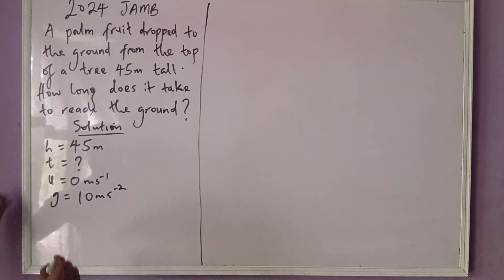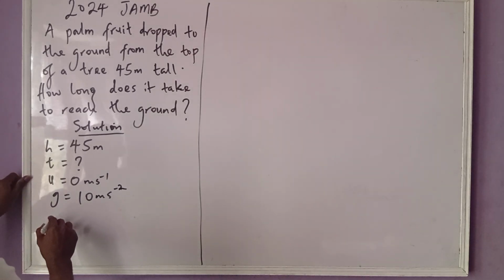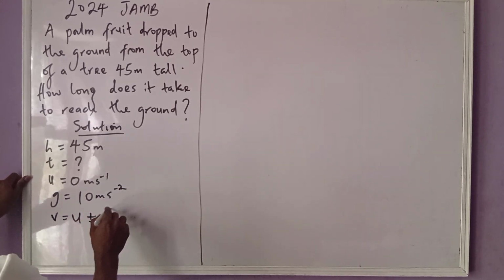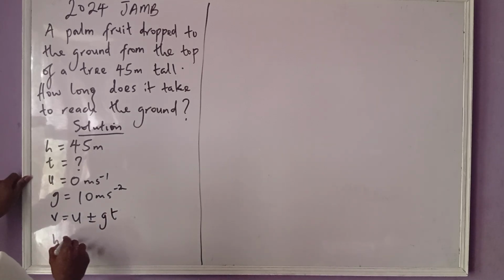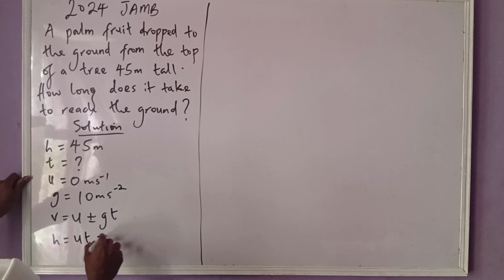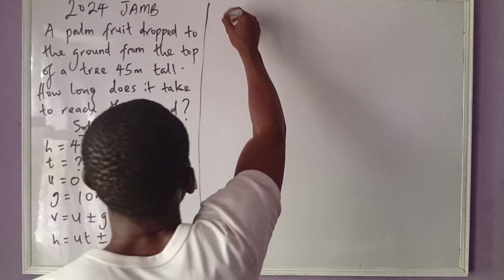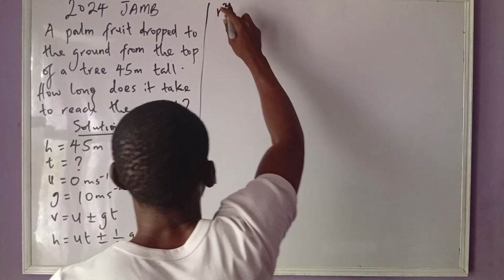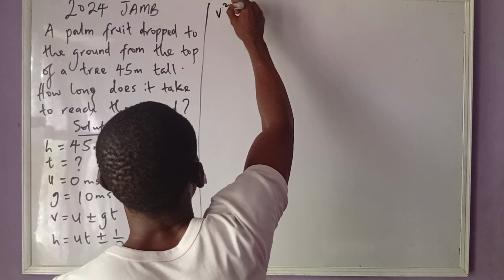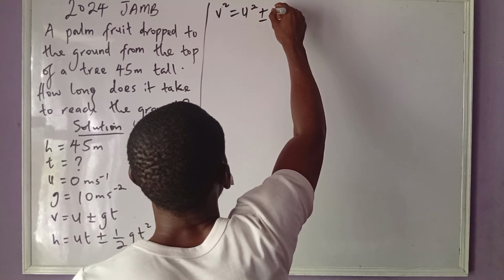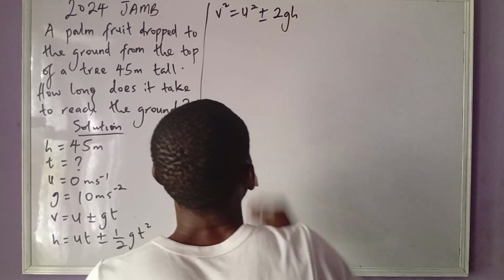So next thing is to write out our equations of motion, which will now be V is equals to U plus or minus gt. H is equals to ut plus or minus 1 over 2 gt square, and v square is equals to u square plus or minus 2gh.